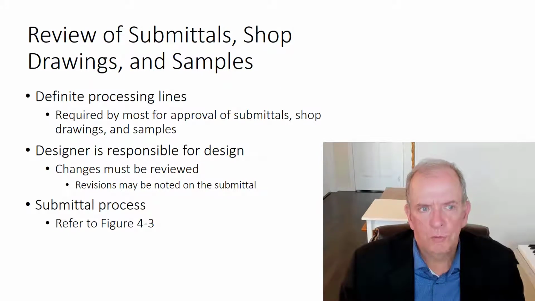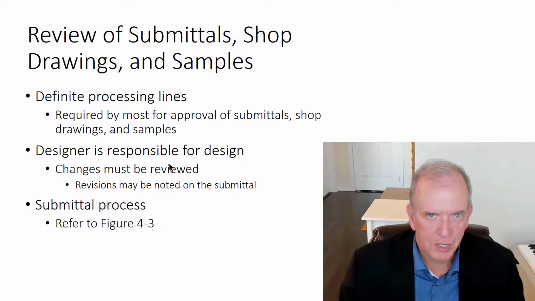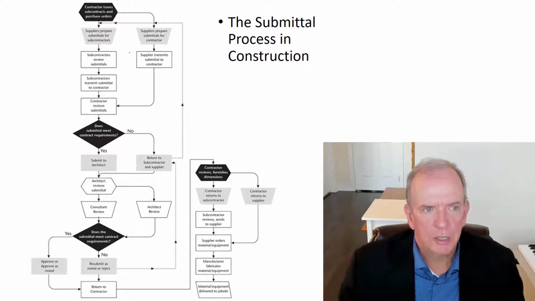So we want the review of the submittals, shop drawings, and samples. So there are definite processing systems required for most approval of submittals. The designer is responsible for the design, but any changes need to be reviewed. Revisions may be noted, and we said before the designer is responsible for the design, but they're not necessarily responsible for deviations or something that wasn't part of the design or that couldn't be actually accommodated in the procurement process. So there's this really interesting flow chart, and it goes through the step-by-step process.